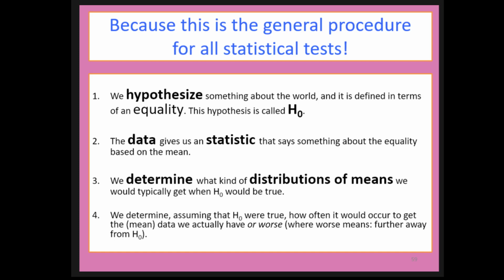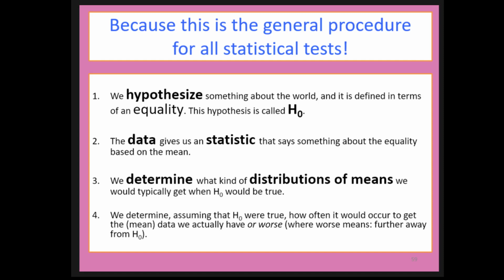And we got that in the coin flipping example by doing the simulation. We can get it as well if we do some statistics, or Stata does. And then as soon as we have that, we determine, okay, assuming that H0 would be true, then how often would it occur that we get data like this, or something that's even further away from H0? If that value is below 5%, we reject H0. If it's above, we do not reject it or support it.